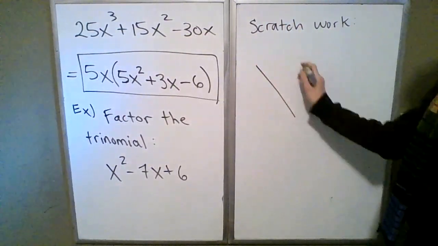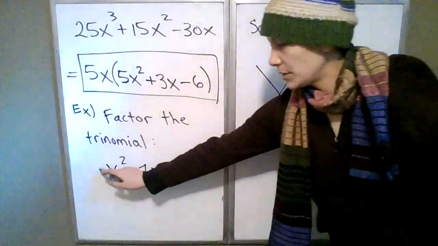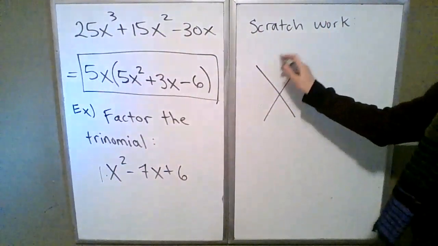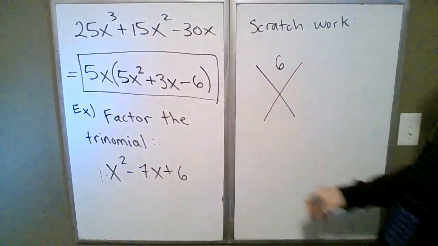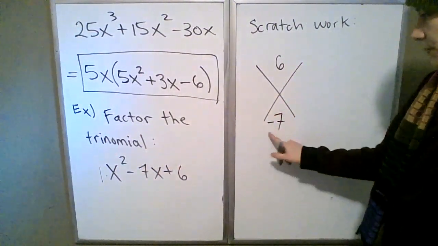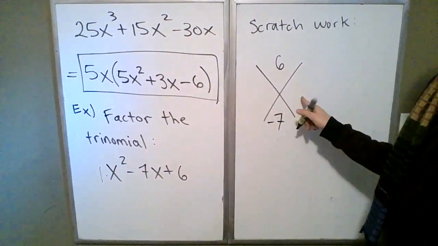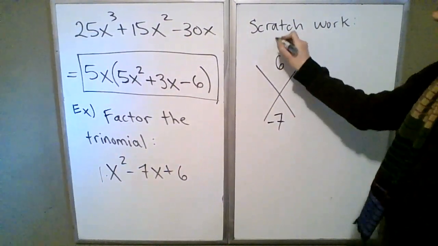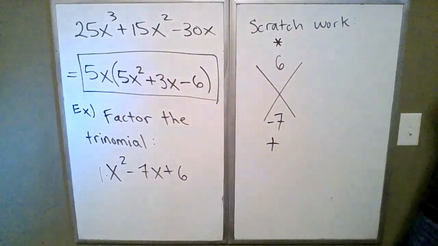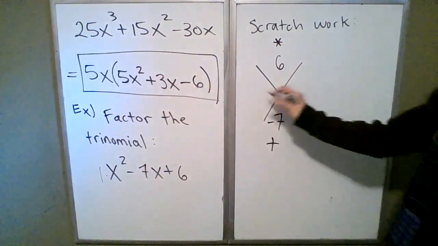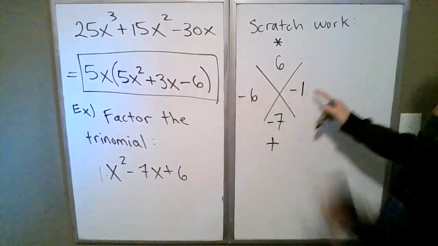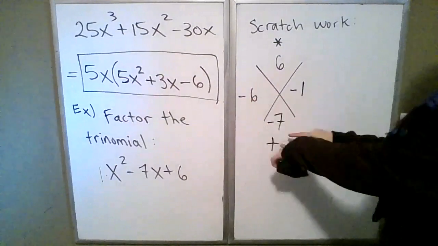Diamond, we go like this. You take the first number, which in this case is 1, multiply with the last number of 6, and that goes in the top. 1 times 6 is 6. The middle number always goes on the bottom. That negative 7 is down here. And you fill in the signs by guessing two numbers that multiply to 6 and add to negative 7. So I'm thinking 6 and 1, but they're both negative. That way they multiply to positive 6 and add to that negative 7.